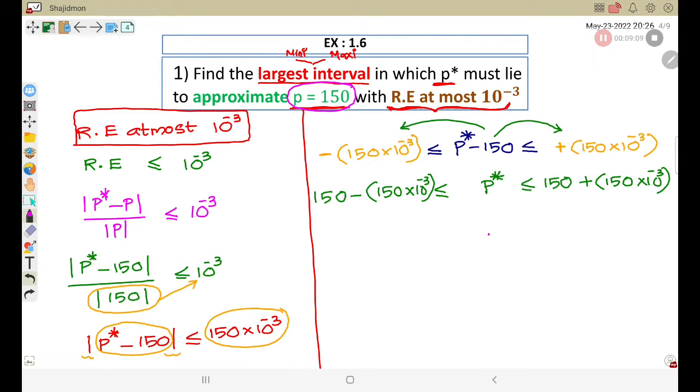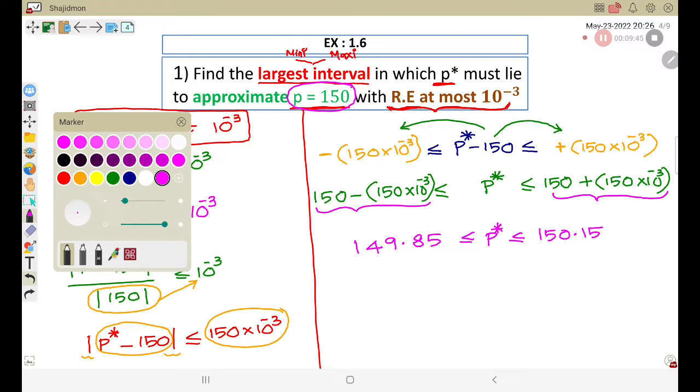Now p star value is less than or equal to... okay, now we are using the calculator. First we check this number: 150 plus, put bracket, 150 multiply 10 power minus 3. What will be that number? You will get 150.15. Same way on the minimum side you can calculate this number from the calculator: 149.85. Okay, so we got the interval now.